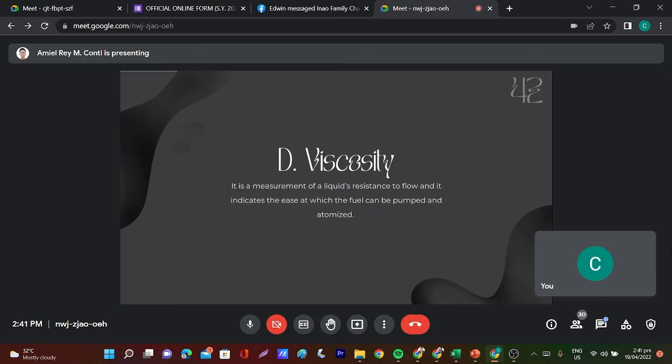Viscosity. It is the measure of liquid resistance to flow. And it indicates the ease with which the fuel can be pumped and atomized. Okay. Next.